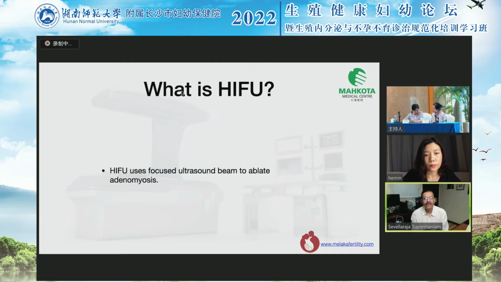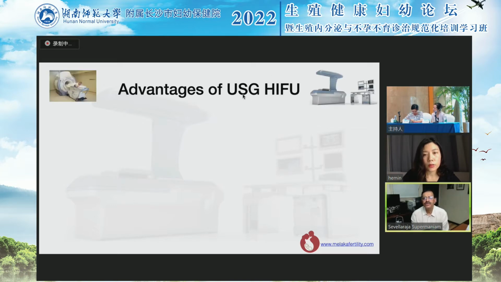So I think you all know what HIFU is. HIFU uses a focused ultrasound beam to ablate adenomyosis. What are the advantages of ultrasound-based HIFU? I'm comparing ultrasound-based HIFU, which is this one from Chongqing, China, and this is MRI-based HIFU. What is the difference between these two, and what are the advantages and disadvantages?